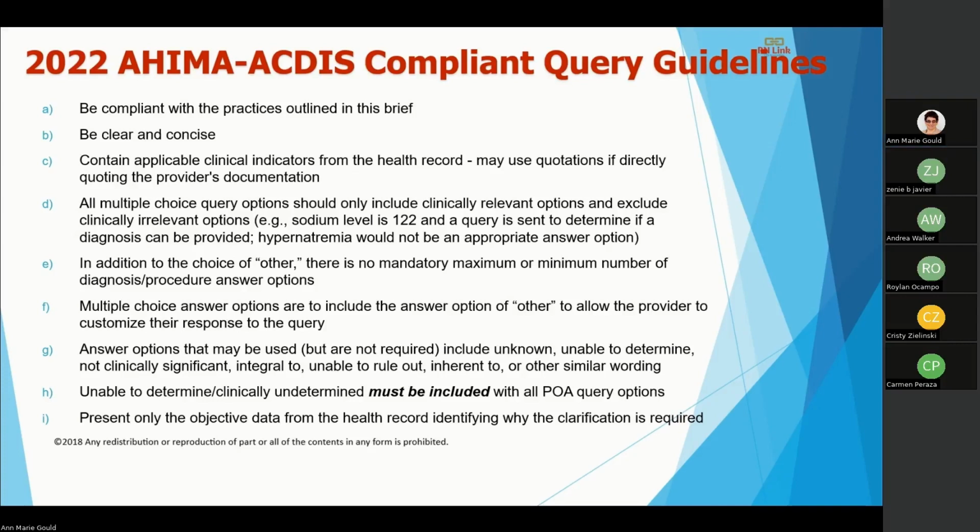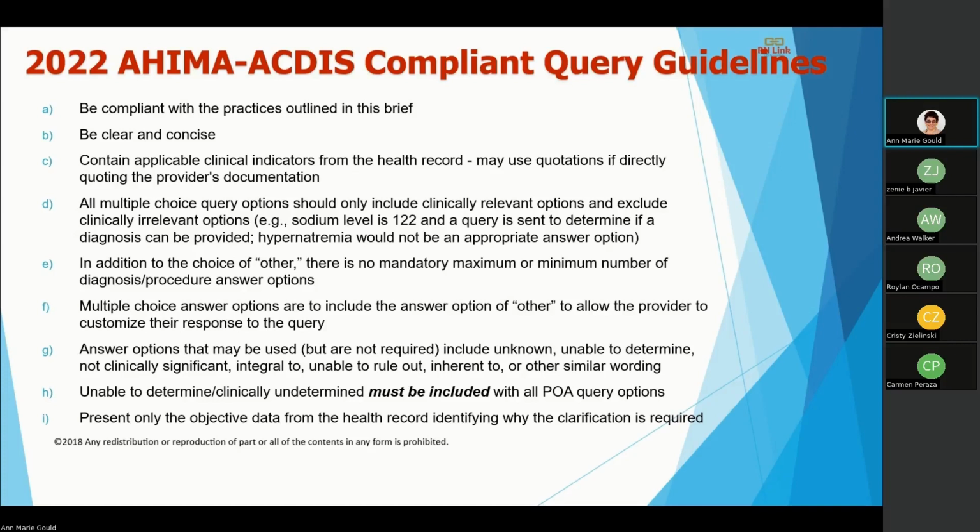In addition to the choice of other, there is no mandatory maximum or minimum number of diagnosis or procedure answer options. So you can put how many answer options you want within that query. Usually you could have 2 or you could have 3 only. So you just want to make sure it's clinically relevant to the question you're asking the doc for further specificity or a specific diagnosis. And multiple choice answer options are to include the option of other to allow the provider to customize their own response to the query.